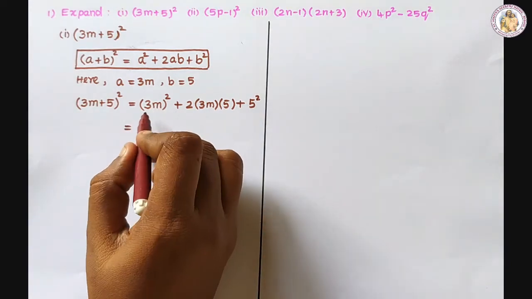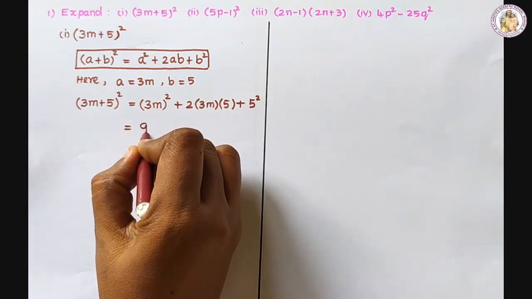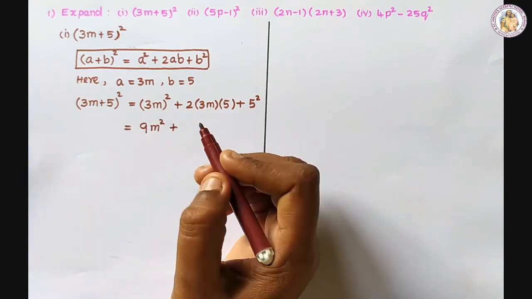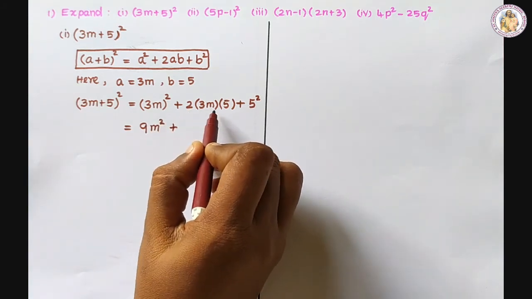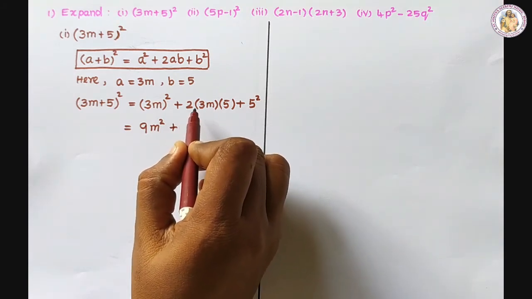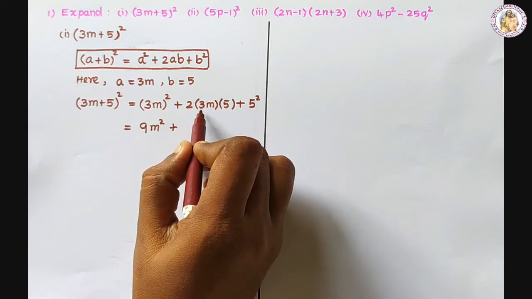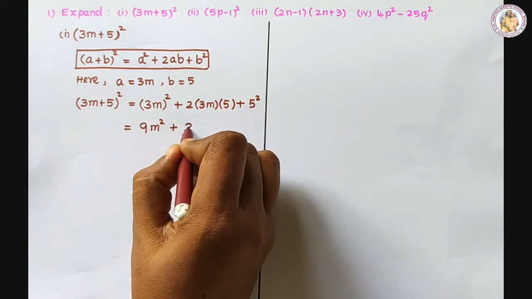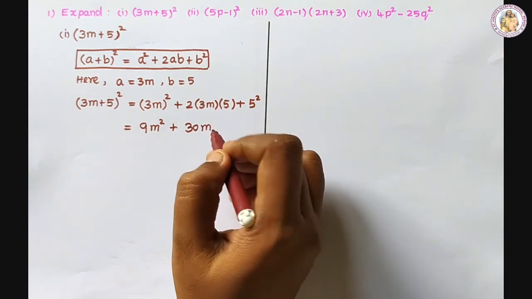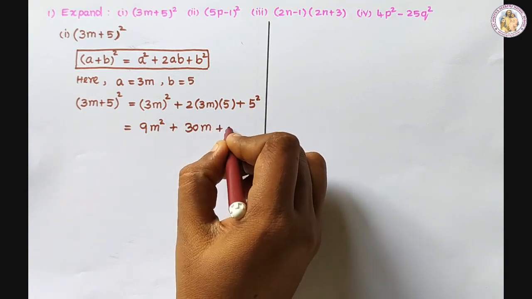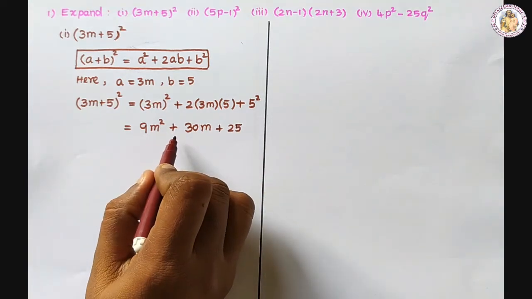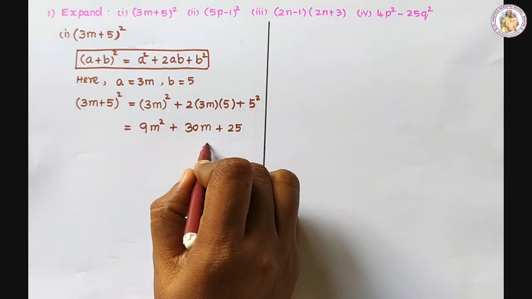3m whole squared. So 3 squared means 9, and m squared, plus, these are in multiplication, so multiply the numbers. 2 into 3, 6. 6 5s are 30. 30 m. What's the variable here? M. Plus 5 squared means 5 5s are 25. So 9m squared plus 30m plus 25 is the answer.